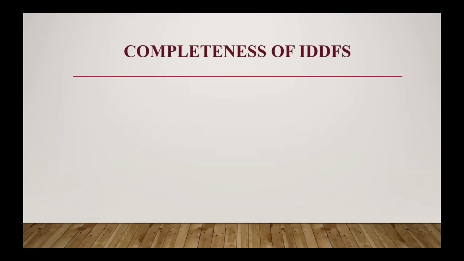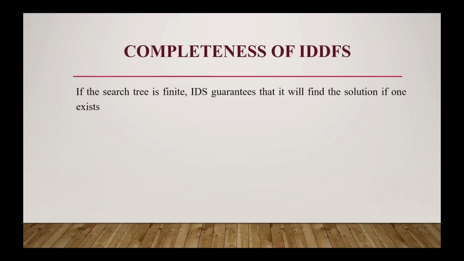Next one is the completeness of this algorithm. If a solution exists, then this search algorithm is definitely guaranteed to find the solution or get the goal node if the searching tree is finite. If it is infinite, then it is very difficult. But two conditions are required. First, the solution is present, and second, the search tree is finite. Then this algorithm definitely gives us the solution. That's why it is complete.